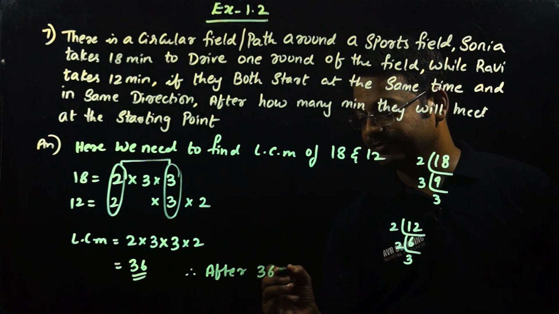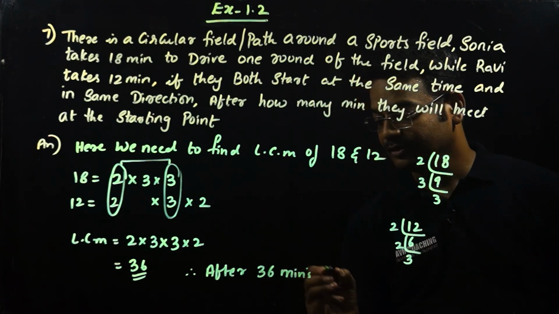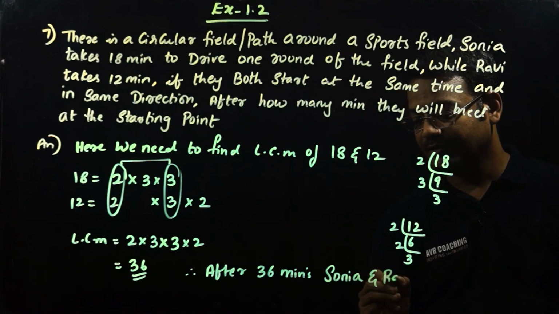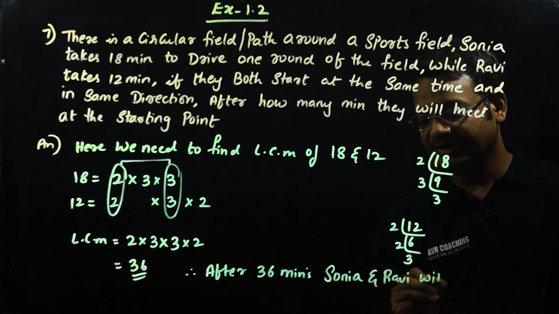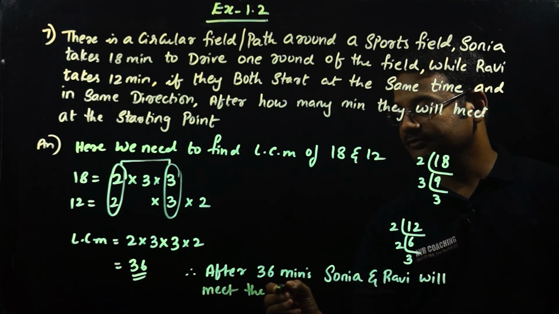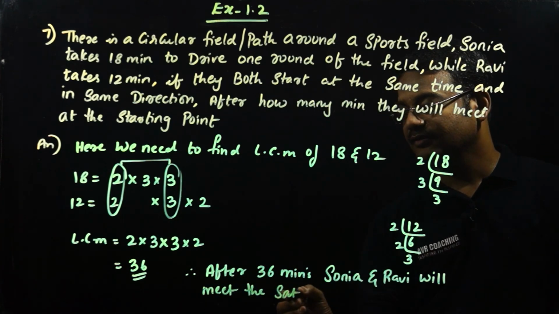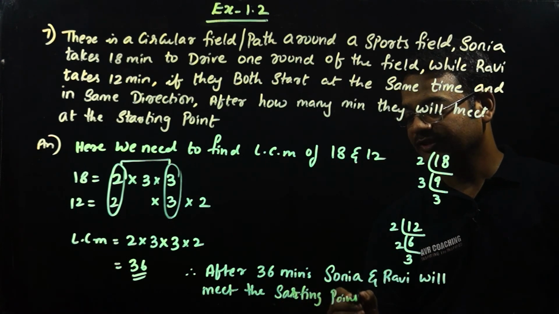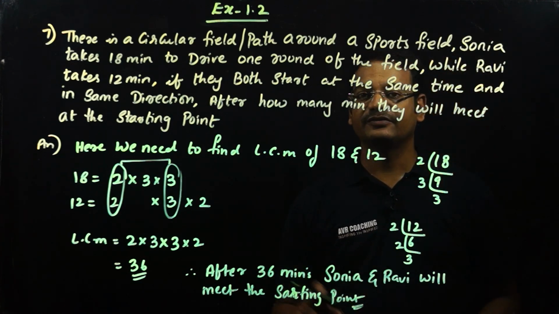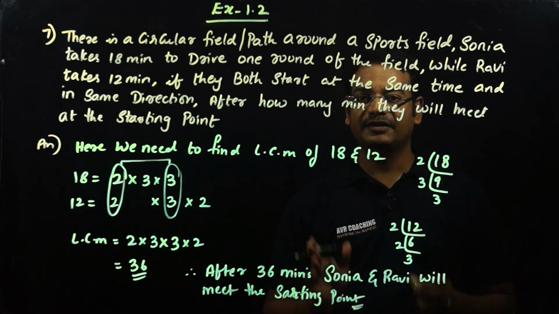Therefore, after 36 minutes, Sonia and Ravi will meet at the starting point. So they will meet at the starting point only after 36 minutes when they start at the same time and in the same direction.